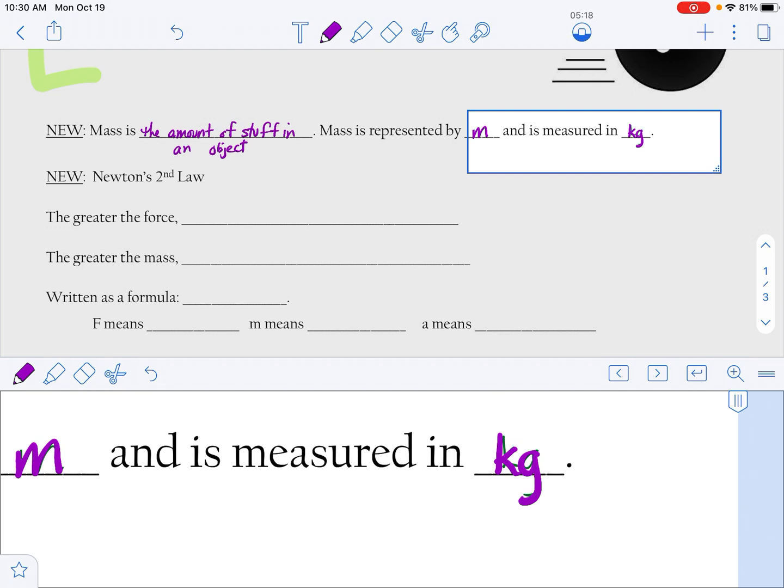Now, next year when you take chemistry, or maybe you've already taken chemistry, you are going to measure things in grams, but those are for small things. We measure big things like bowling balls and cars and rockets. So we are going to measure things in kilograms, okay?